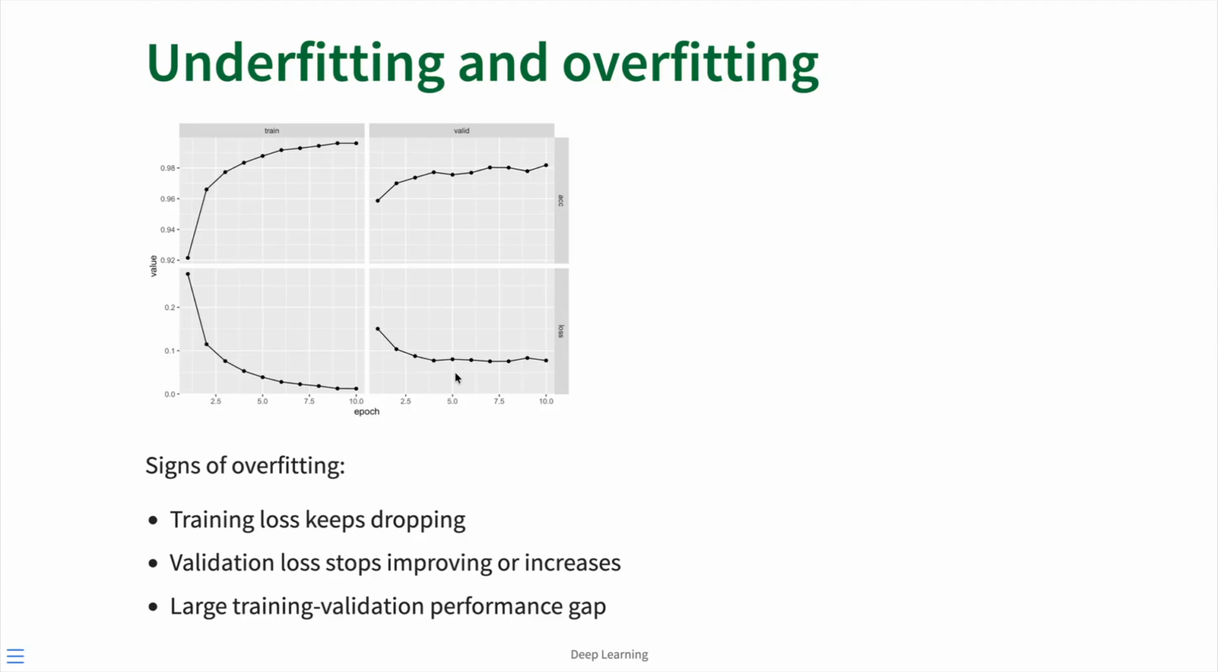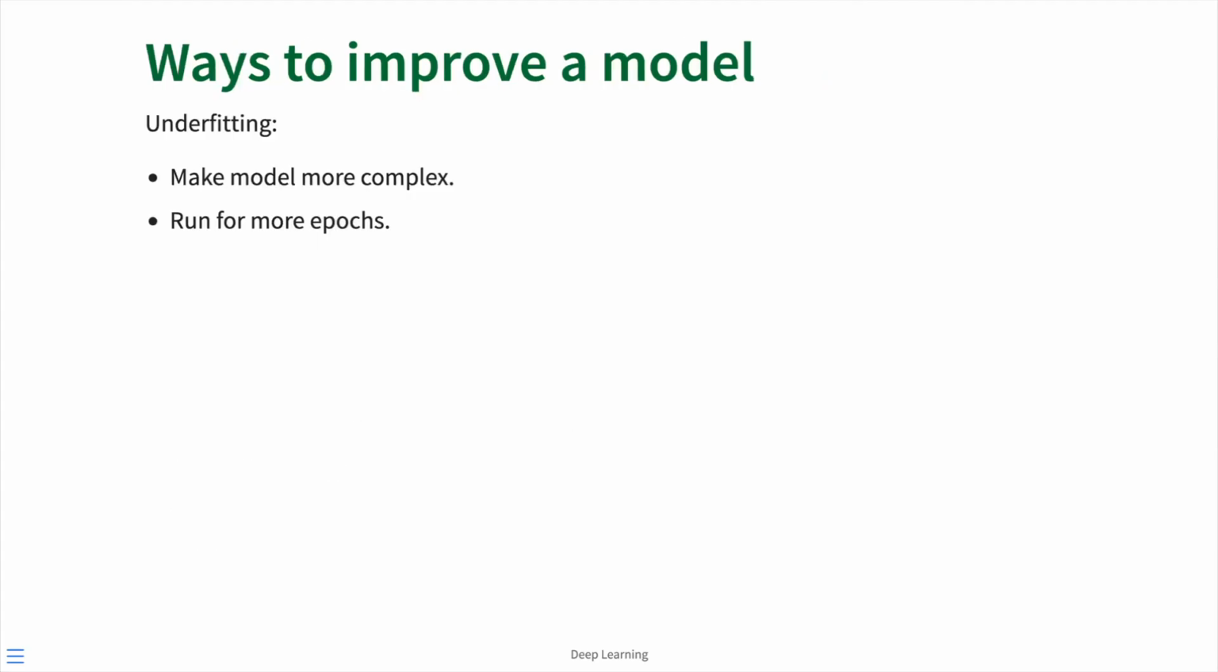Another sign of overfitting is that we have a big gap between our loss on the validation data here and the training data here. Obviously, we're going to expect some difference, but we don't want it to be too big. Ideally, we want to stop training before they start to significantly diverge.